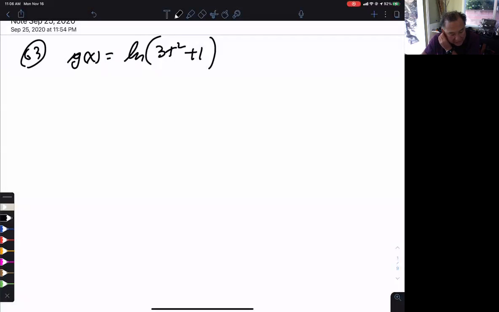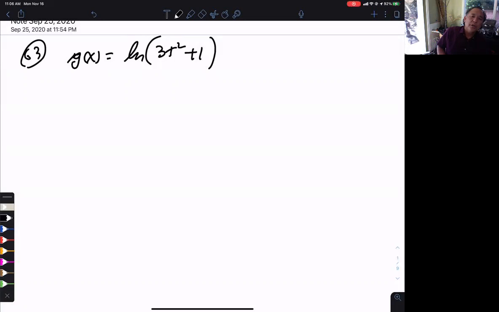This is chapter 4, section 2, number 63. They're asking for regions of concave up, regions of concave down, and any possible inflection points that we might have. So how do we do that?